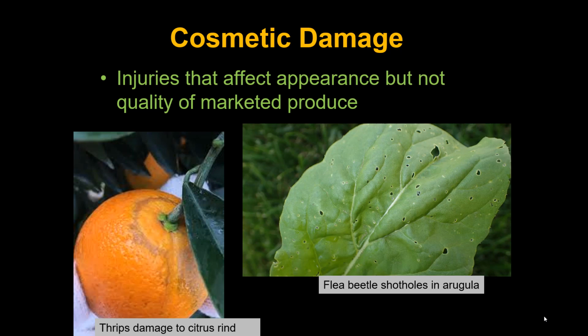Or you grow some kind of brassica, some sort of mustard like arugula here, and you get little holes in it. There's flea beetles. The leaf is almost entirely perfect, but there's little holes, and that can be a market defect. And these cosmetic kinds of injuries are real drivers for a lot of the insecticide use that we have on fruits and vegetables. A lot of too much insecticide use is applied so that we avoid having, heaven forbid, these small blemishes on what gets marketed.